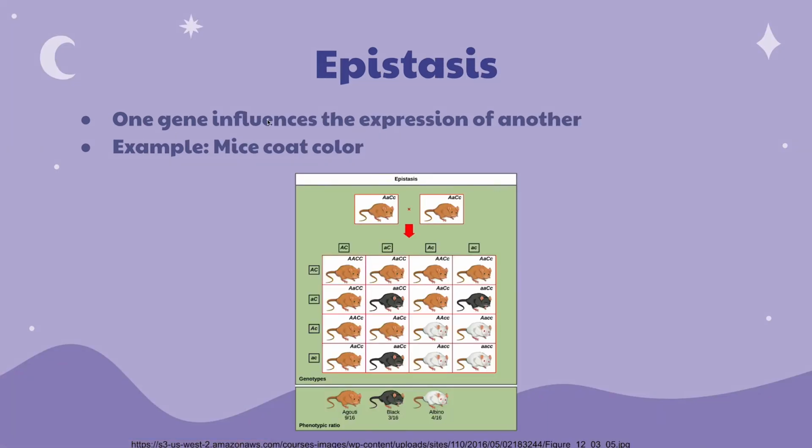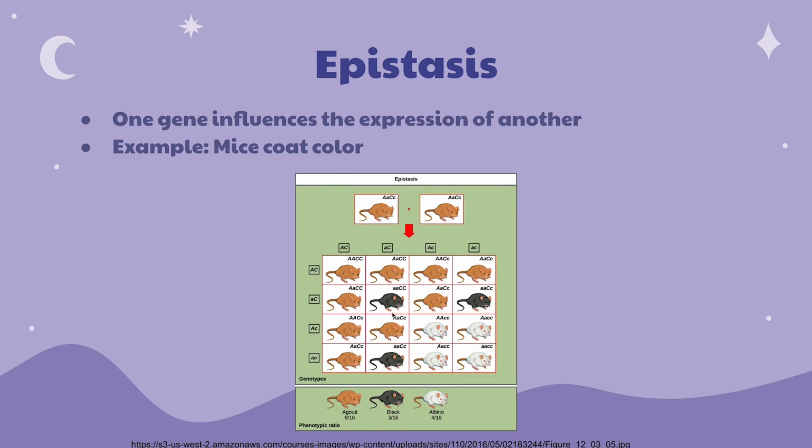And there's also epistasis, which is when one gene influences the expression of another. So an example is mice coat color. So if you see here, the A gene determines what color pigment the mouse is getting. However, the C gene determines whether that pigment is deposited in the mouse's coat. So when you get both recessive alleles for the C gene, then the mice are albino because the pigment can't be deposited in their coats.